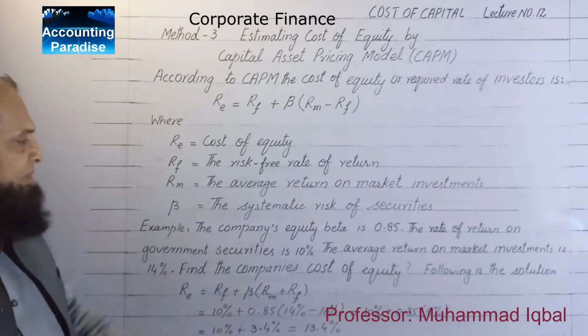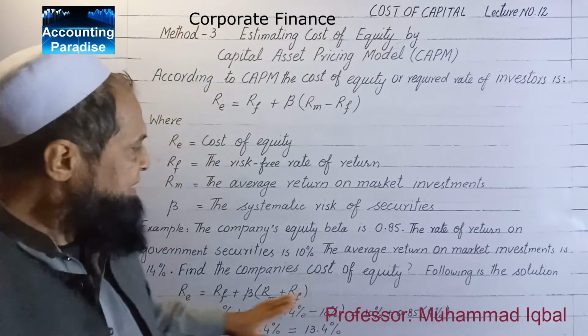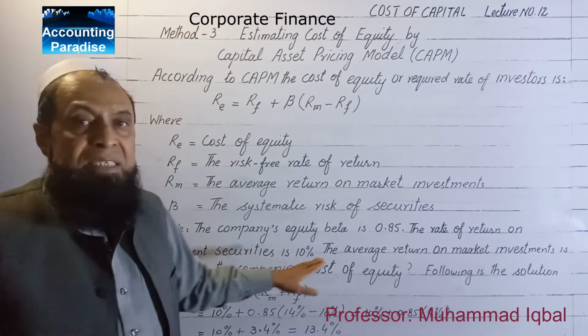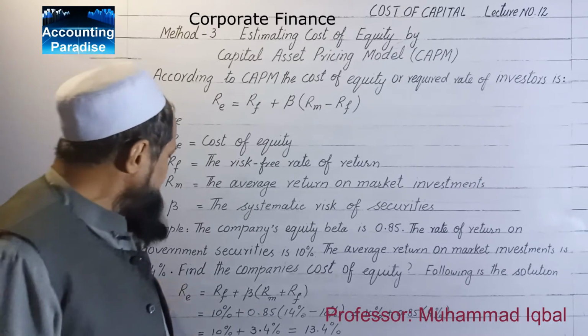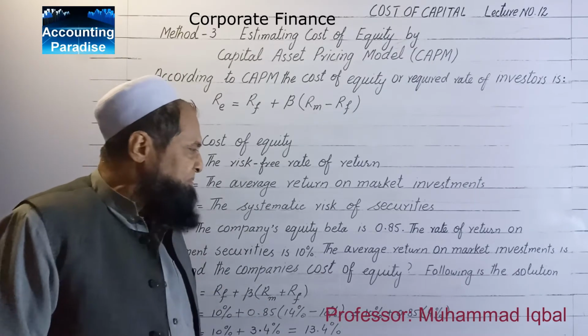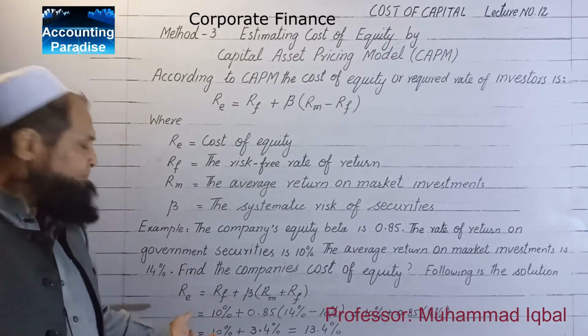A company's equity beta is 0.85. The rate of return on government securities is 10%. The average return on market investments is 14%. Find the company's cost of equity. Following is the solution. It is very simple.